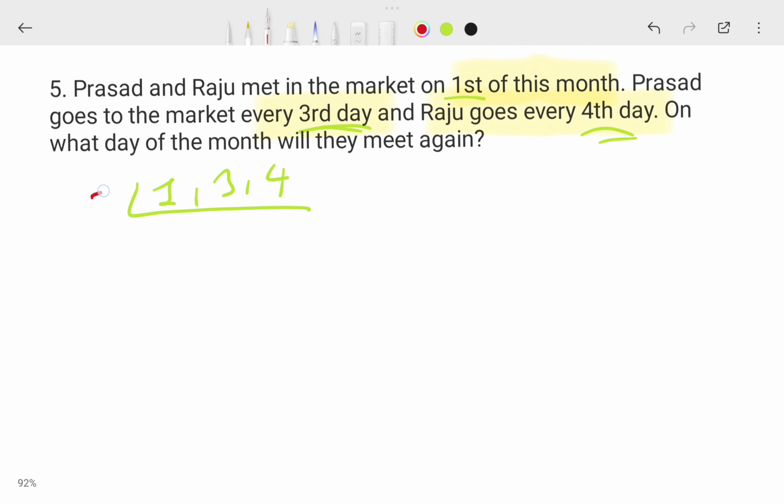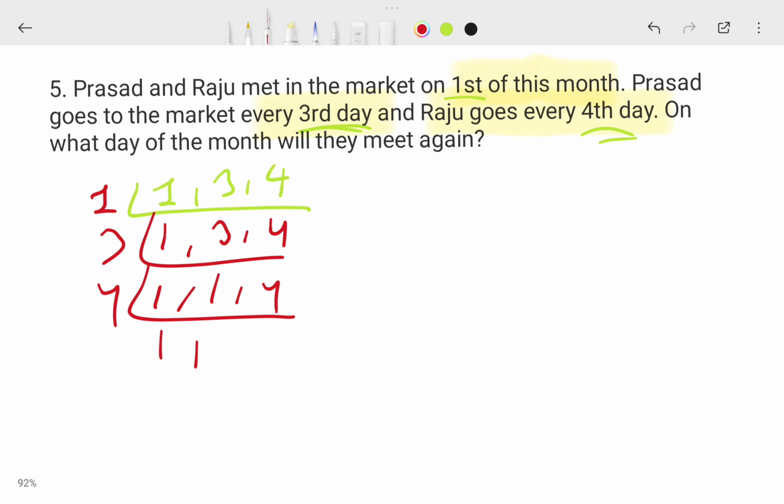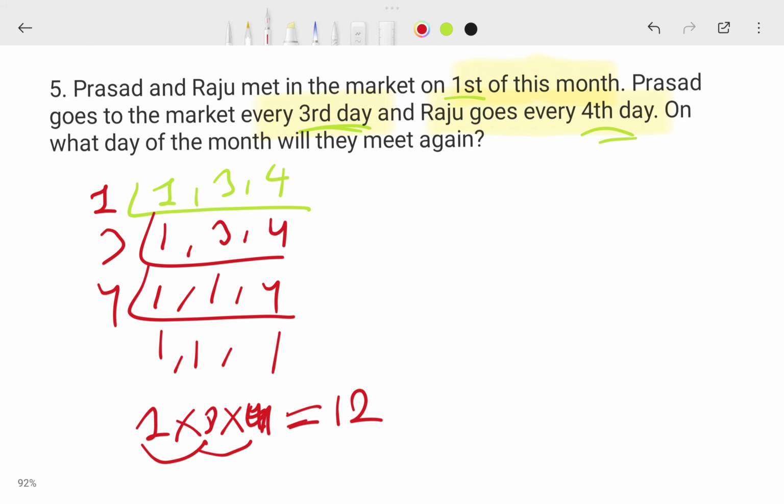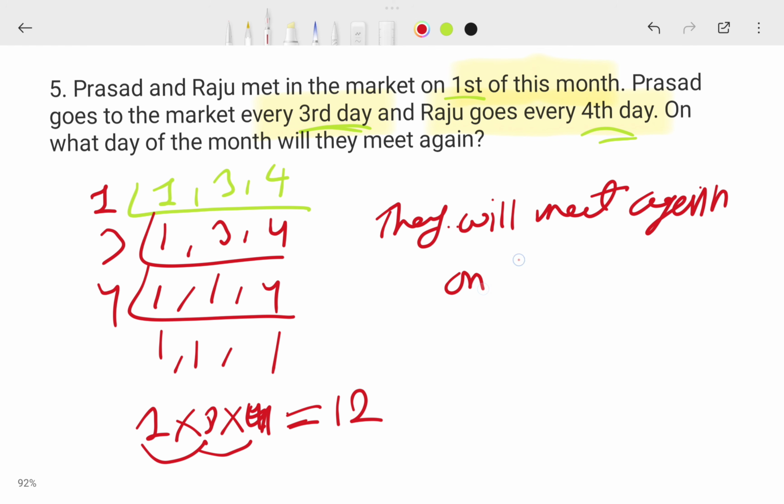Now this is going to be one table, that's 1. This is 3, this is 4. This is 1, this is 1, this is 4. Now multiply 1 cross 3 cross 1. No need to write 1 1 1. If you multiply 3 1 is 3, 3 4 is 12. So this is 12. So you can write: they will meet again on the 12th day of the month.